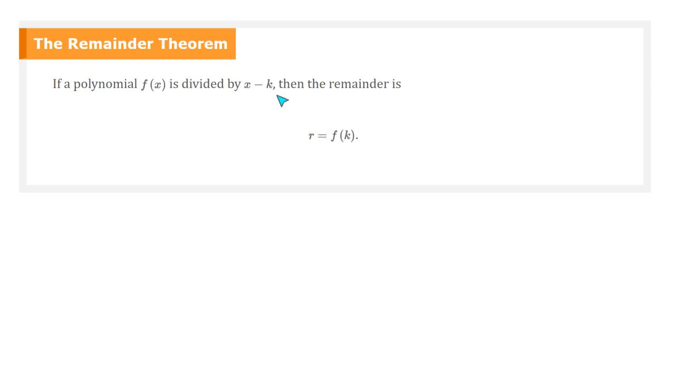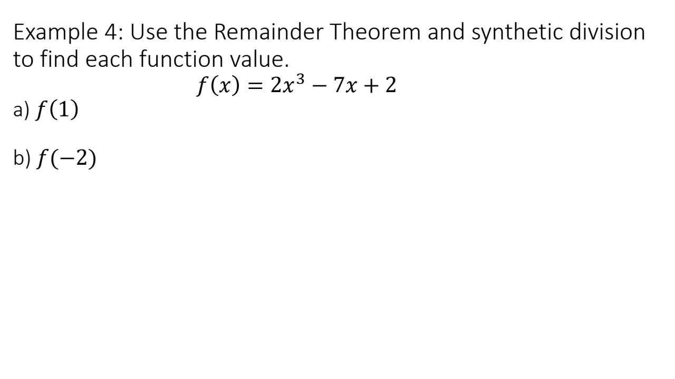So what this is saying is if we take our k and plug it in for all the x's, whatever the result is, that will be our remainder. But I'll have an example here so we can really see how it works. It says use the remainder theorem and synthetic division to find each function value. So first we're going to do f of 1.